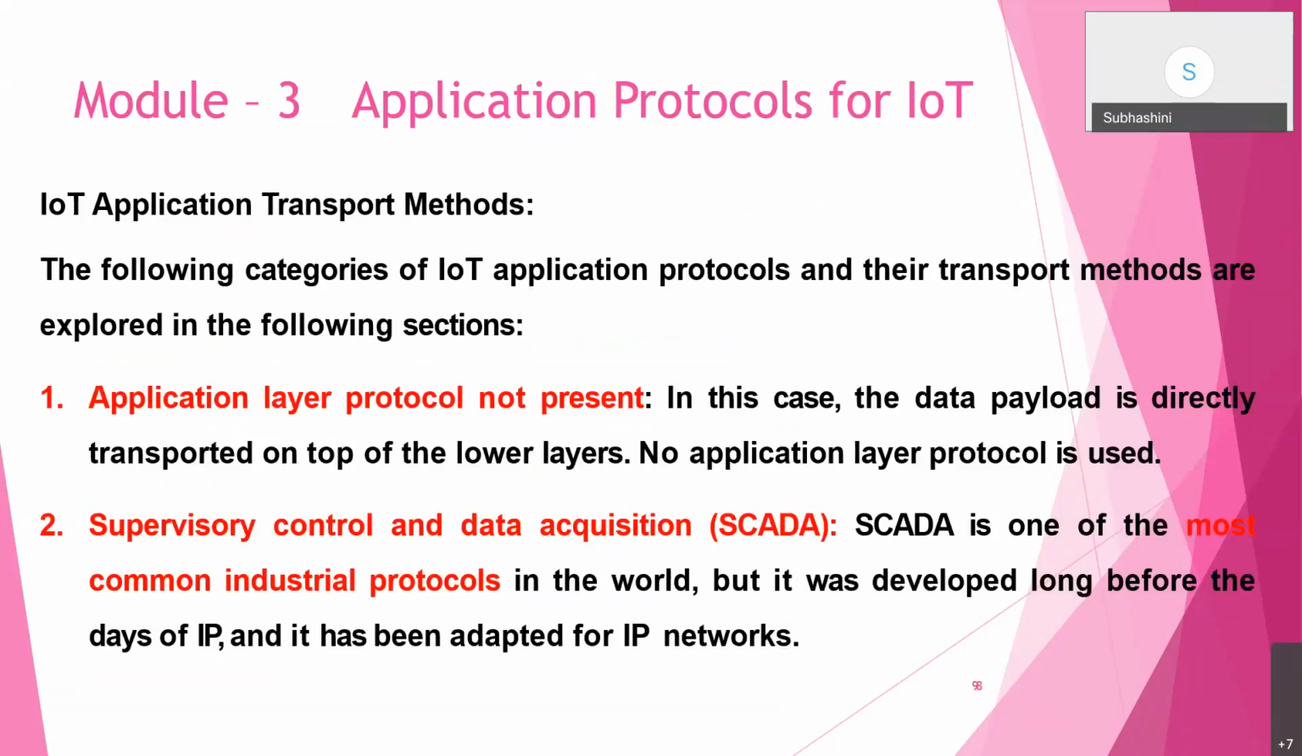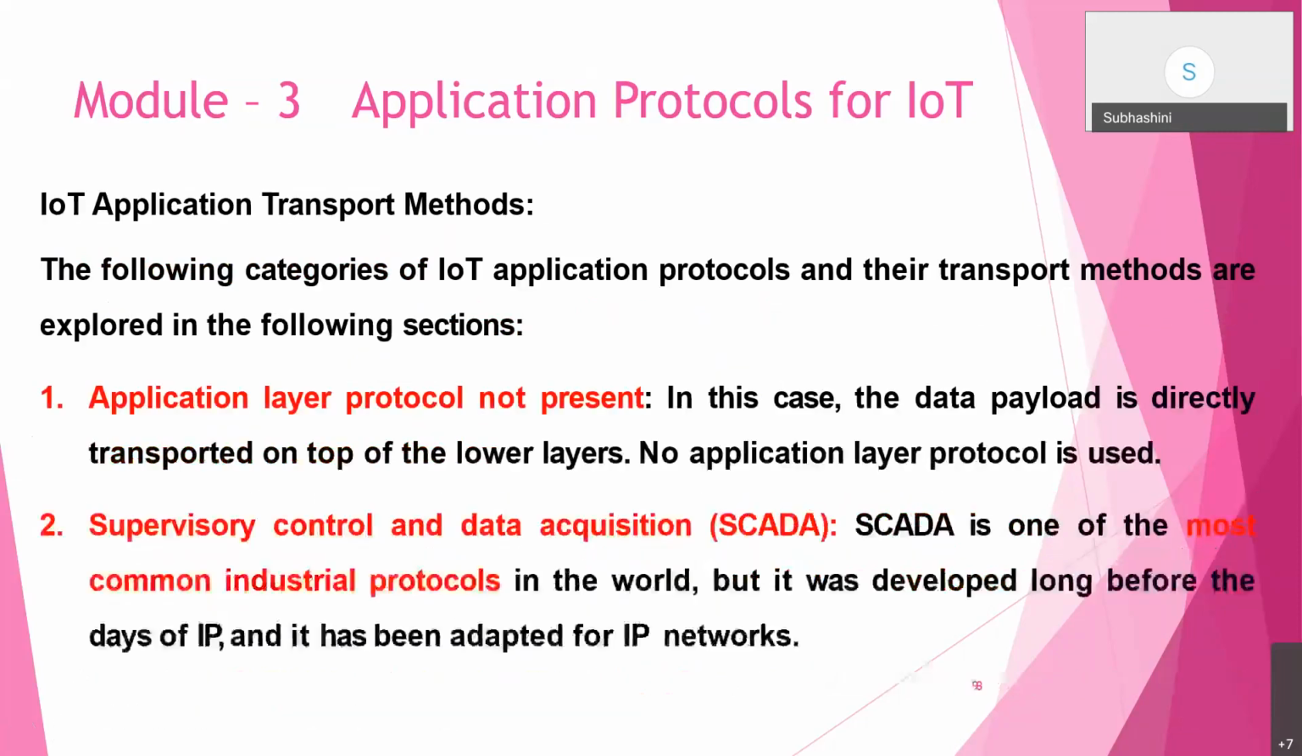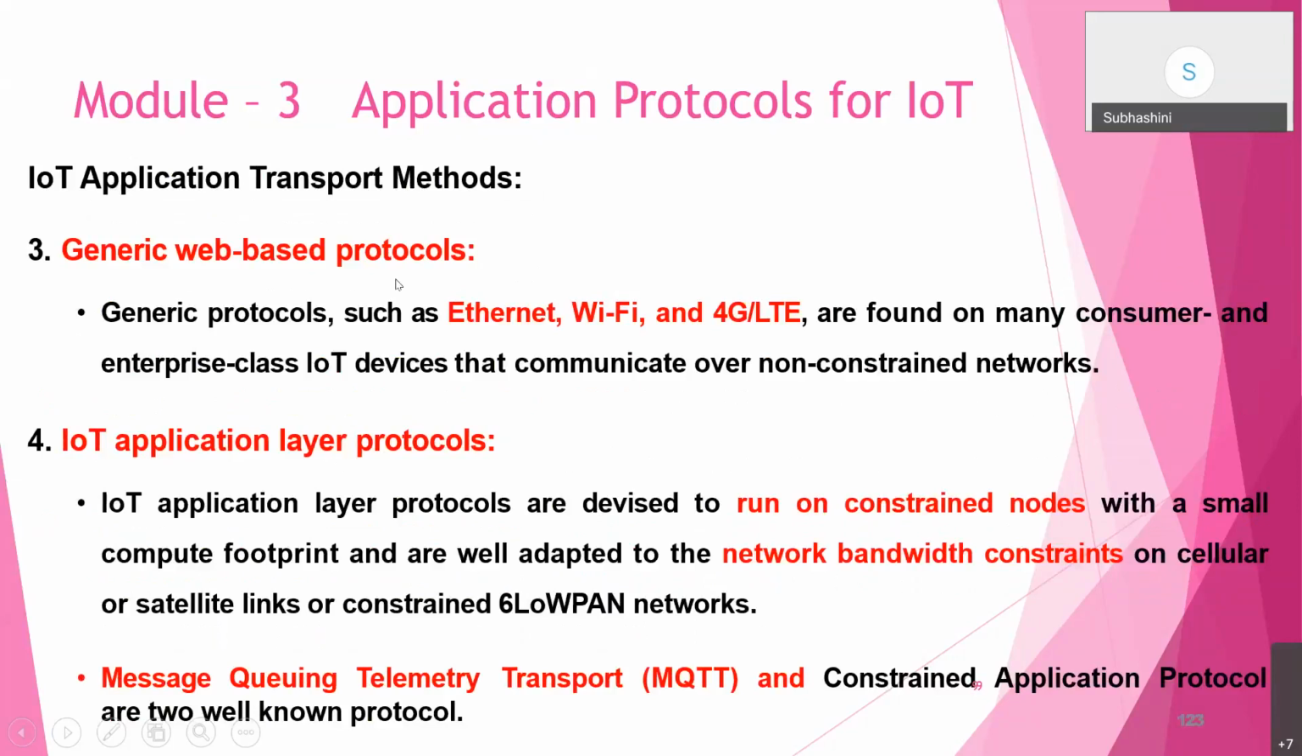Then, application transport methods in IoT. Application transport methods basically fall into the following sections. One is application layer protocol not present, then SCADA systems, as I told you, then generic web-based protocol, and IoT application layer protocol. That means in IoT, if I have to send application data, how can I do it? Should I require an application layer protocol? It says no, not always required. Or you can make use of SCADA for transmitting data, or you can make use of web-based protocols for transmitting data in applications for IoT, or you can use separate application layer protocols. These four are very important questions, so these four concepts are what we'll discuss a bit in detail.